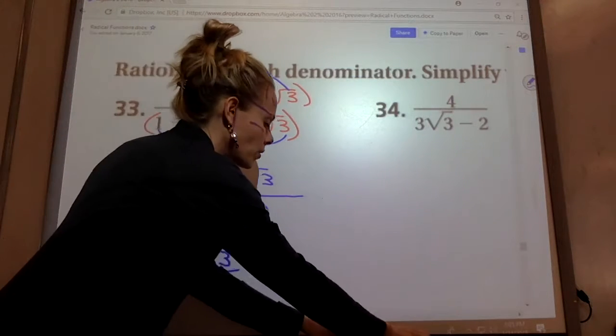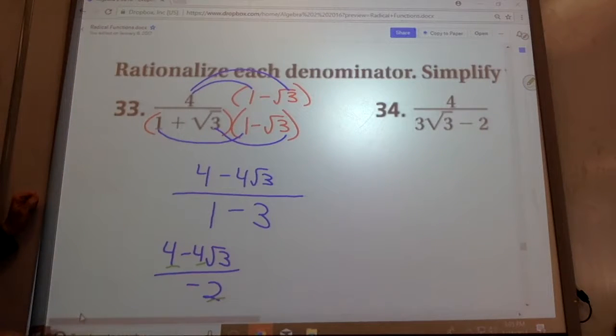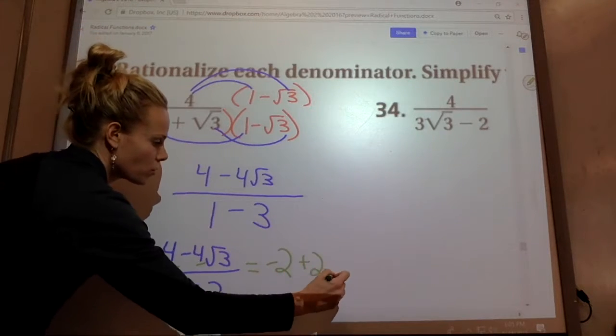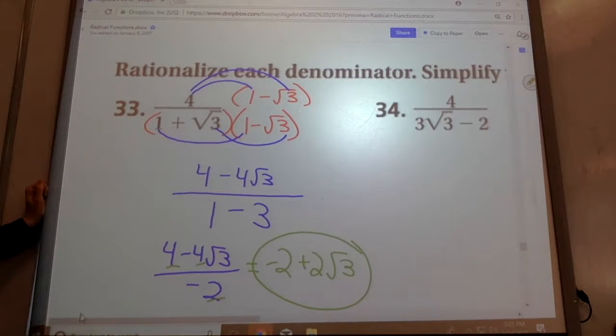And just like working with quadratics, you should notice that these are all divisible by 2. So I can go one more step. Negative 2 plus 2 root 3. Okay. That's simplified.